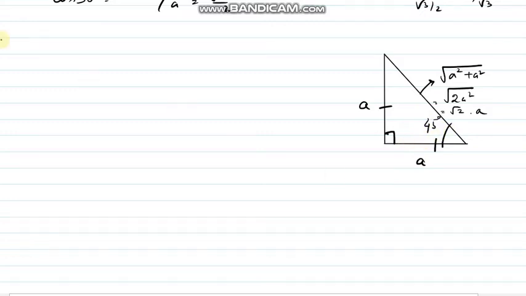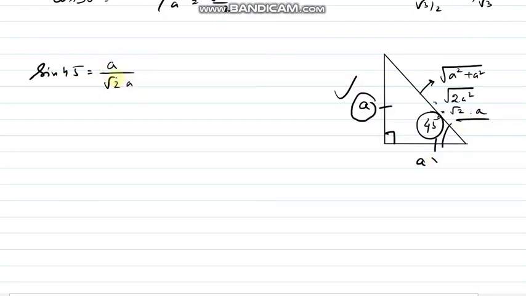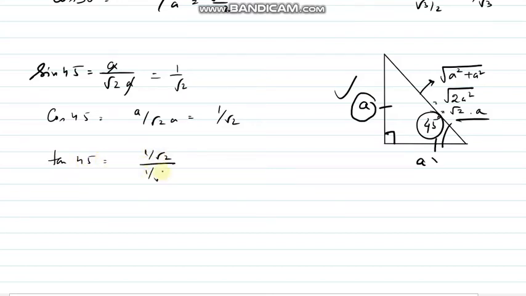So what will be sine 45 now? Just check, sine 45 from this triangle will be this side. For the 45 degree angle, this is the opposite side, this is my adjacent side, right? So it will be a divided by root 2 into a, so it will be 1 divided by root 2, and cos 45 is the same thing, a divided by root 2 into a, so 1 divided by root 2, and tan 45 is equal to 1 divided by root 2 divided by 1 divided by root 2, which is equal to 1.